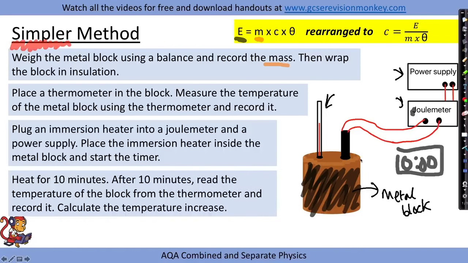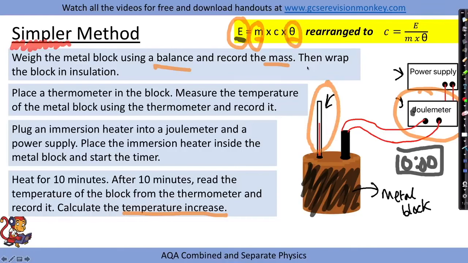Next, we heat it for 10 minutes, and after 10 minutes we read the temperature from the thermometer and record it. And we use this then to calculate the temperature increase. Temperature after minus temperature before gives us the temperature increase. So now we have 3 values which we can use to calculate the specific heat capacity. We've got the energy from the joule meter, we've got the mass which we've recorded on the balance, and we have our temperature change which we've recorded using the thermometer.